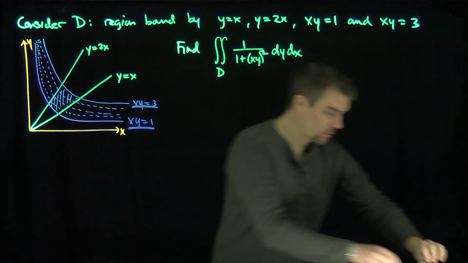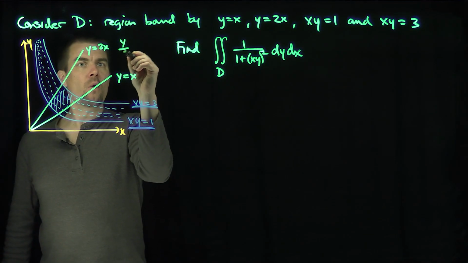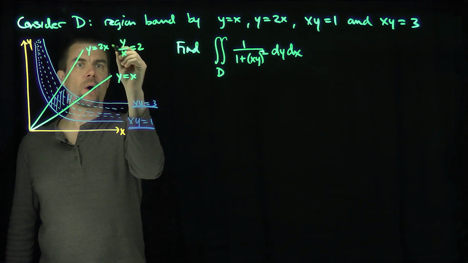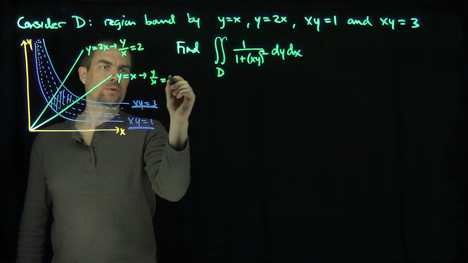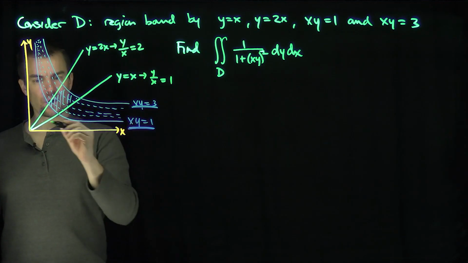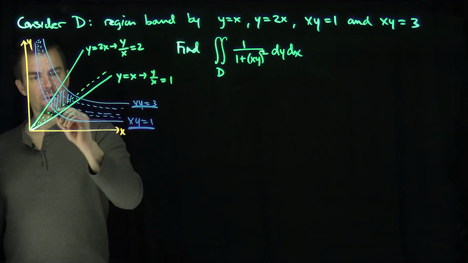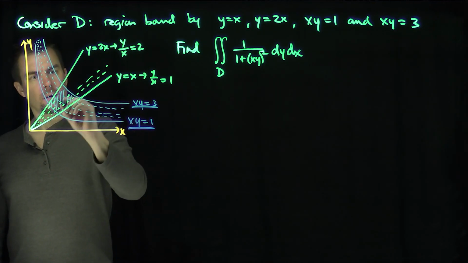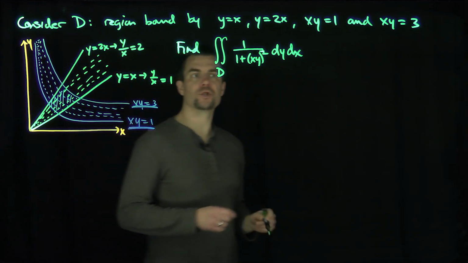Likewise, I can look at this variable y over x. So that would be y over x equals 2, and this would be y over x equals 1. And so all the lines between y equals x and y equals 2x have that form. So I would go like this. Okay? So I'm going to change the coordinates.